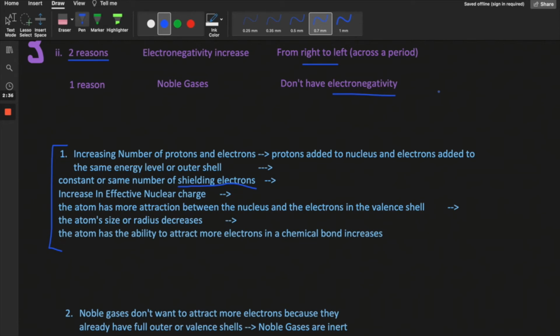So because the noble gases are already stable and they have full valence electrons in their outer shells, the noble gases don't want to attract more electrons because they already have full outer or valence shells. In other words, we can write that noble gases are inert. However, you can't just stop without saying that noble gases don't want to attract more electrons. They don't have that ability. So you need to continue on after saying that they're inert and write what's before it.